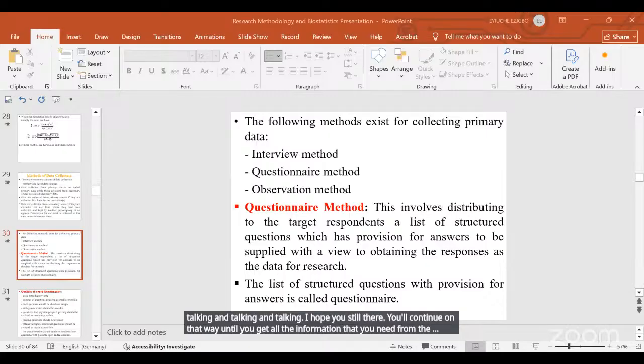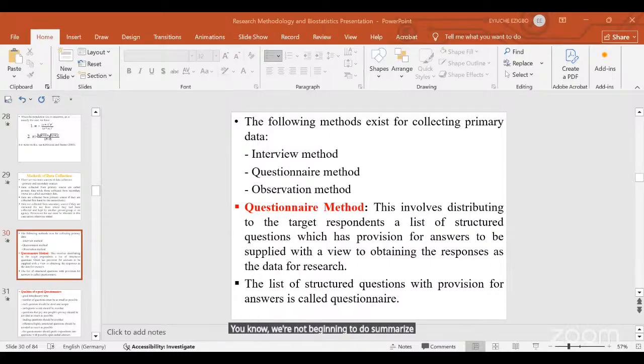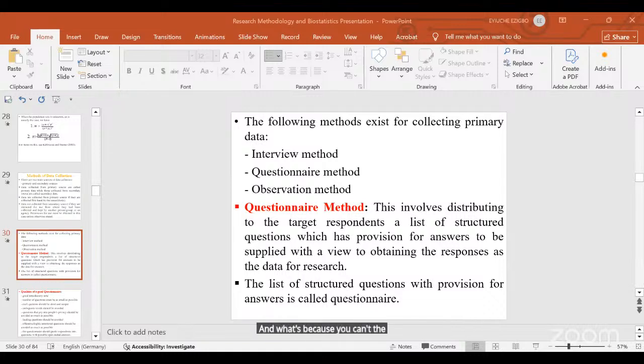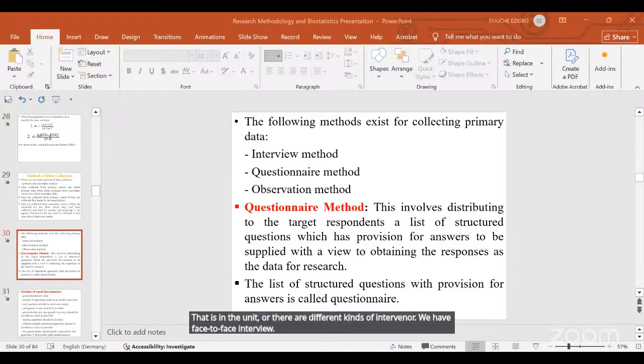I hope it's clear. You continue that way until you get all the information that you need from the participant. And once you get all the information you need, you will now begin to do what? Summarize. Even when the participant has so many other things to say, it is your responsibility to guide the participant to a point of what? A point of stopping. And once the person stops, you thank the person for that. But at that point, you have got all the information you need. I'm sure it's understood. That is the interview method. There are different kinds of interview method. We have face-to-face interview and we have telephone interview. I hope it's clear.